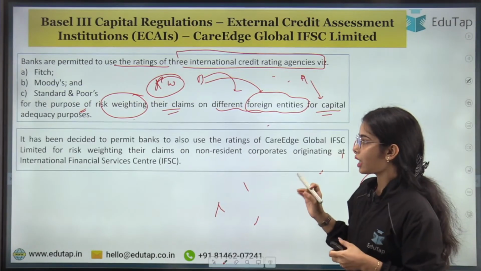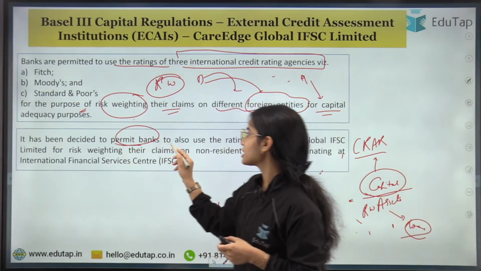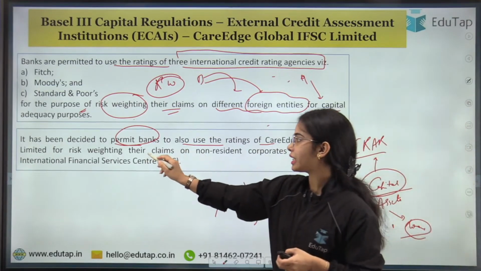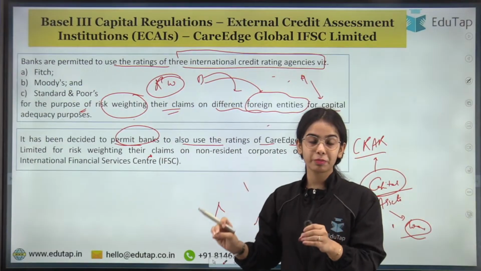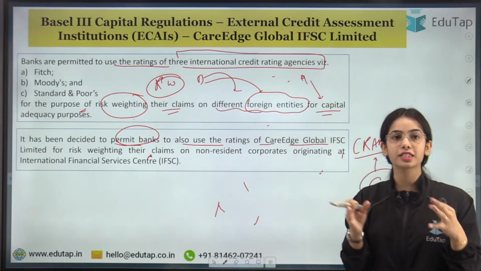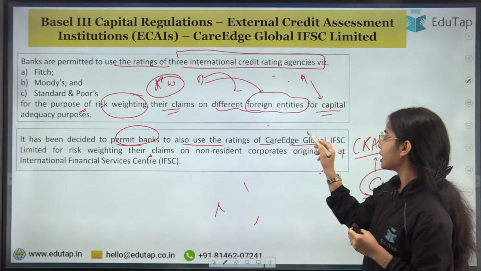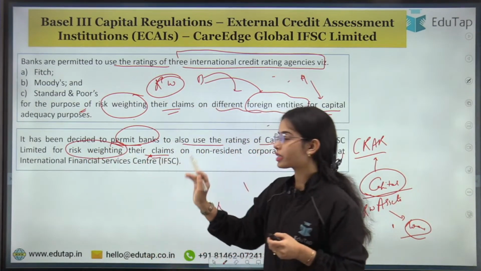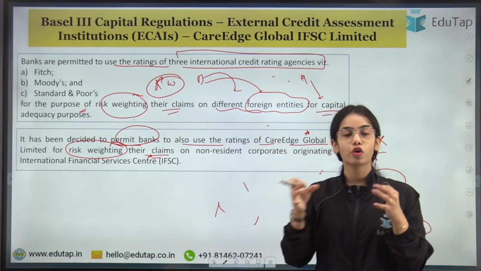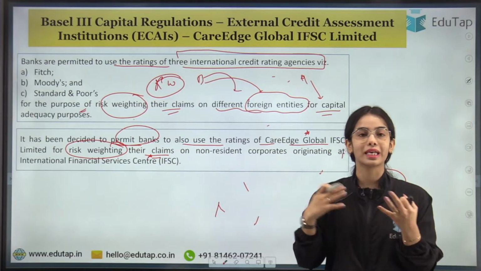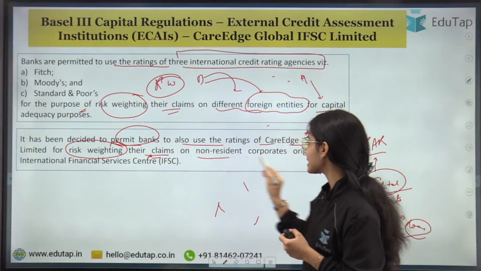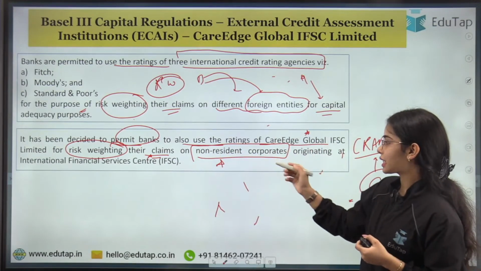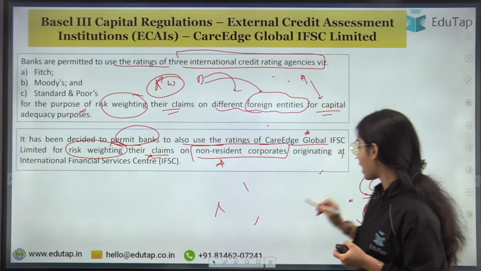Okay, now it has been decided to permit banks to also use the rating of CareEdge Global IFSC Limited for risk weighing their claims. So basically now it has been permitted by the Reserve Bank of India that the banks can use the ratings given by the CareEdge Global IFSC Limited for risk weighing their claims, for having the risk weight on the bank's exposure on non-resident corporates. This is particularly for the non-resident corporates.